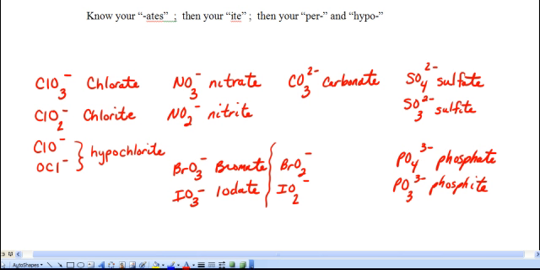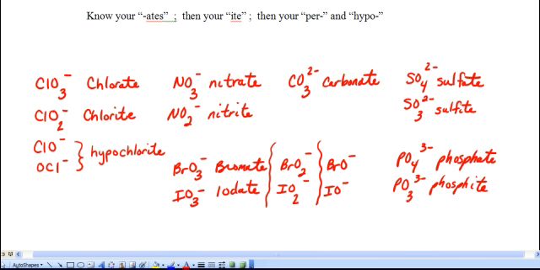Similarly, you could do the same thing with bromite and iodite. You could have BrO minus or IO minus, and this would be hypobromite and hypoiodite. All right. Now, I haven't seen hyposulfite or hypophosphite myself, but I'm sure it's possible.